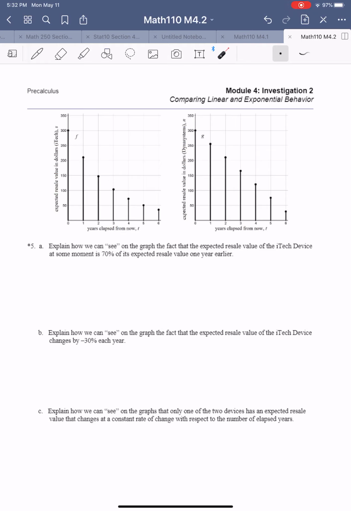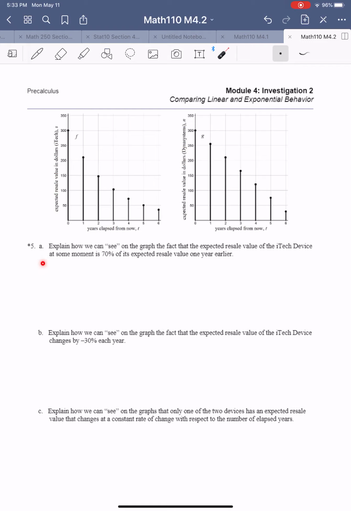Number 5: explain how you can see in the graph the fact that the expected resale value of the iTech device at some moment is 70% of the expected resale value one year earlier. Which means the length of any segment on the graph of f, representing the value of the function's output for the input, is always 70 over 100 times as large as the length of the previous segment.